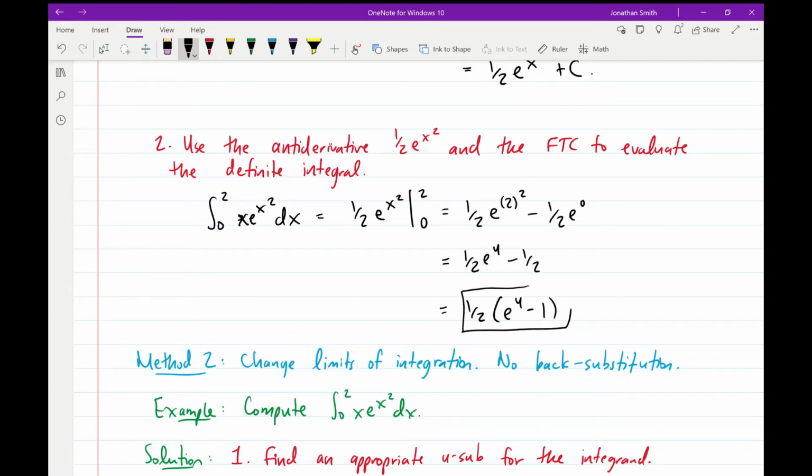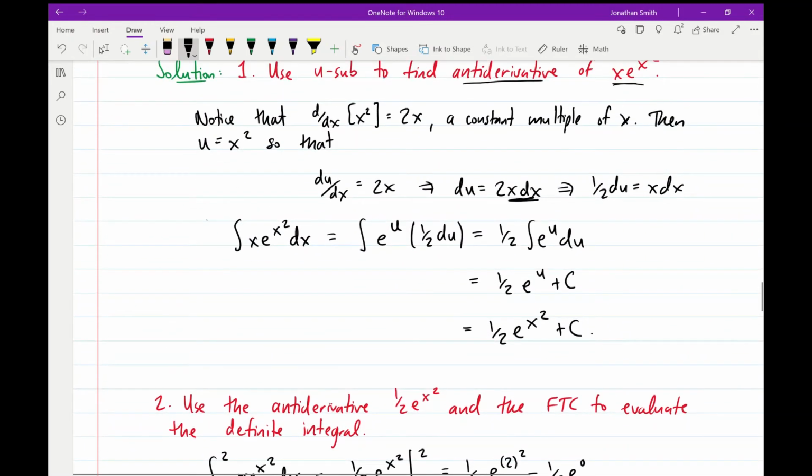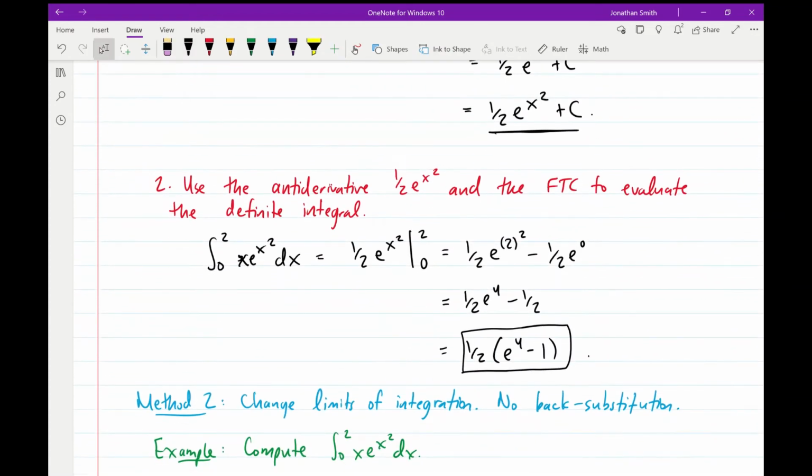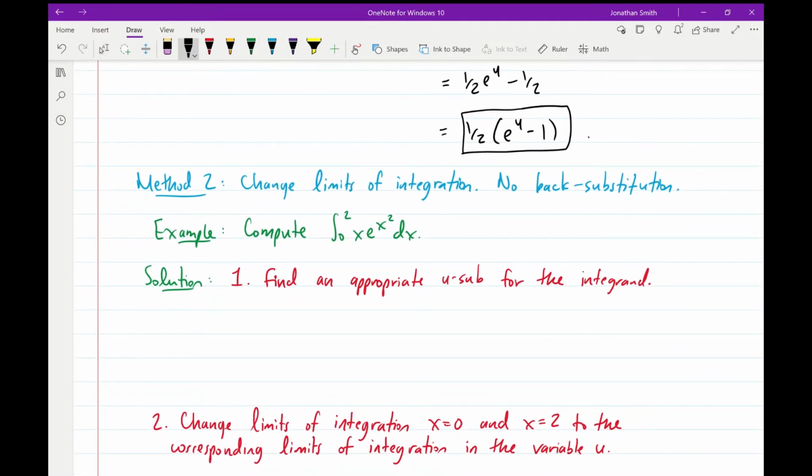So this is the value of this definite integral here, using the back substitution method, where we first find an antiderivative for the integrand in terms of x, and then use that antiderivative with the fundamental theorem of calculus to evaluate the definite integral. Now let's do the same example using the second method for u-substitution and definite integrals.